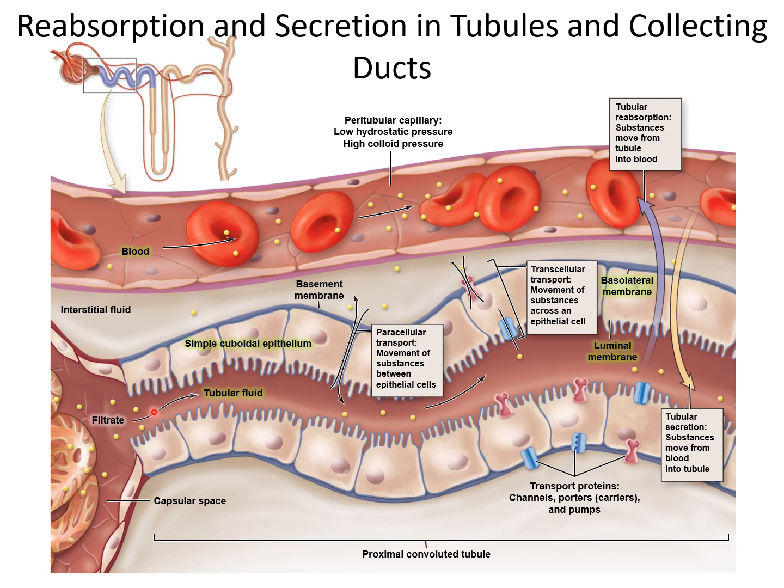So the tubular fluid is going to move throughout, and I'm going to define these in just a second on the next slide, but you can see that things can move across from the tubular fluid into the blood. That is called tubular reabsorption. Or you can see that secretion can happen, where you have movement of substances from the blood back into the tubular fluid. So a couple of different ways that can happen.